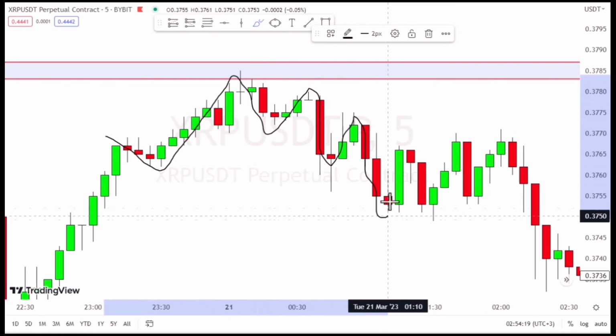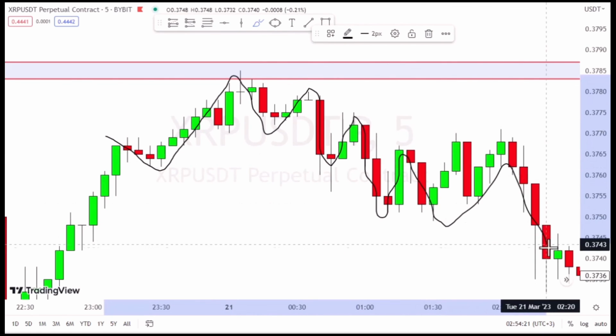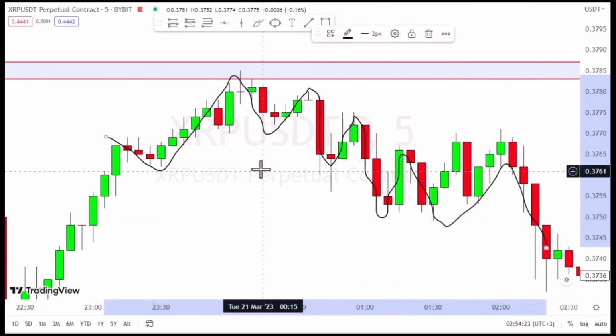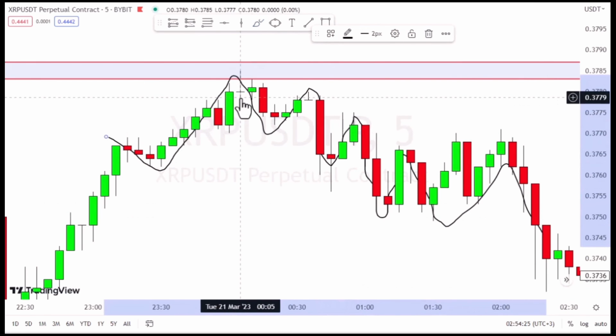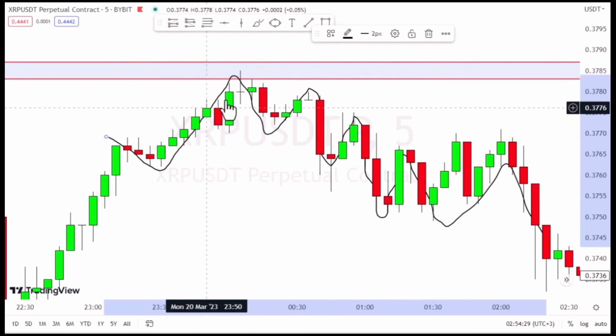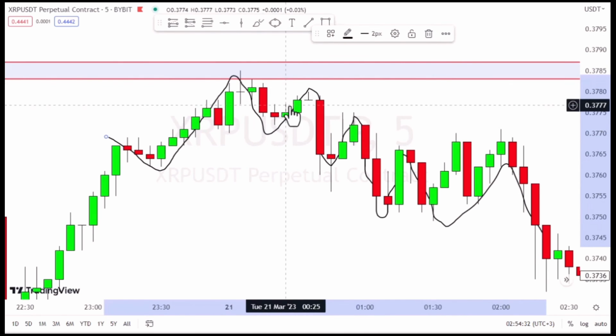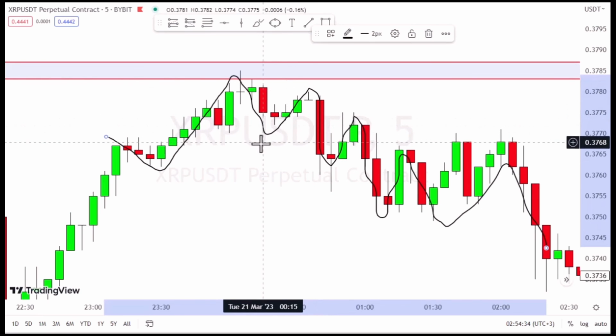So these are neutral patterns. Either they can just continue going up or they can reverse. So we need to wait for some confirmations. And it is the same for the rest of the neutral candlesticks too.